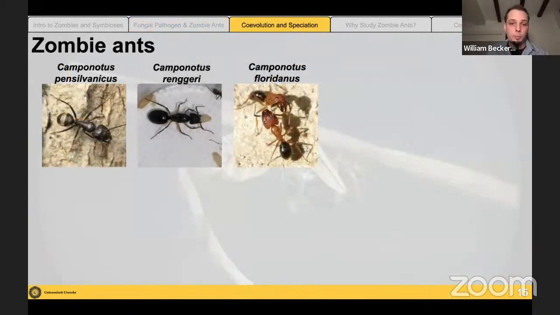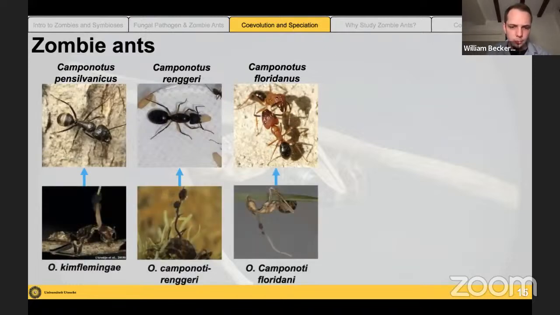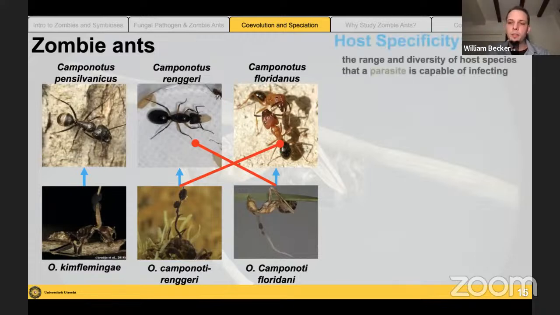So to kind of hit home this point, here are 3 examples of closely related ant species. They're all carpenter ants, all from the Camponotus genus. And here are the 3 associated Ophiocordyceps species that infect and manipulate these ant hosts. Now, what's interesting is that in a lab setting, even with lots of controlled variables, if you try to infect ants with a different species of Ophiocordyceps, the Ophiocordyceps simply cannot complete its life cycle and does not cause the behavioral manipulations that are common in its original host. So we call this host specificity.